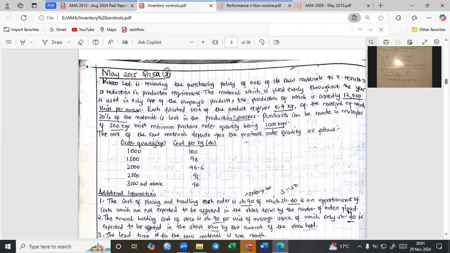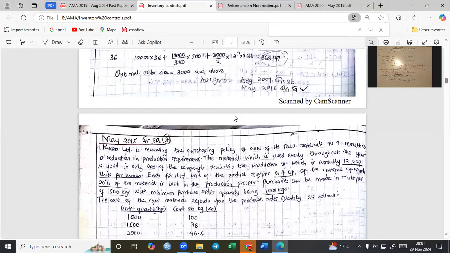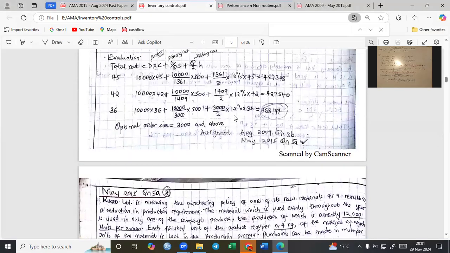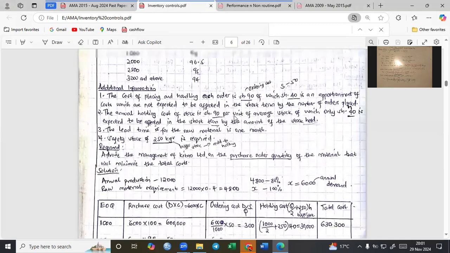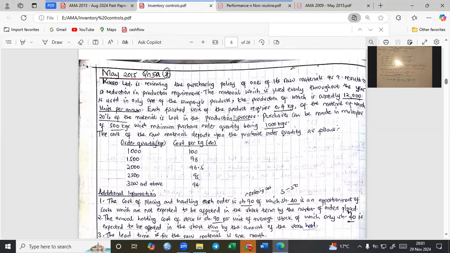Now, sasa nataka tuende kwa real questions. I want us to go to real questions. Sisi tuanzie na hii. Nilikuwa nataka tuanzie na hii. I want to go to the real questions now. Swali zenye ziko na maana. Hizo tulikuwa tukifanya tena nazo, hizo haziwezi tusaidia.